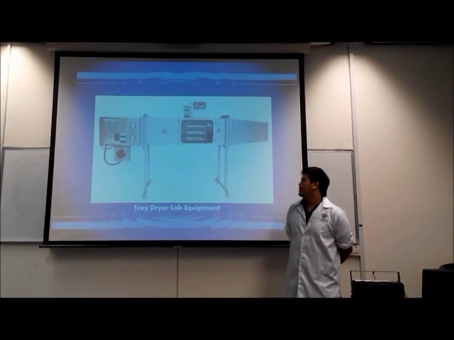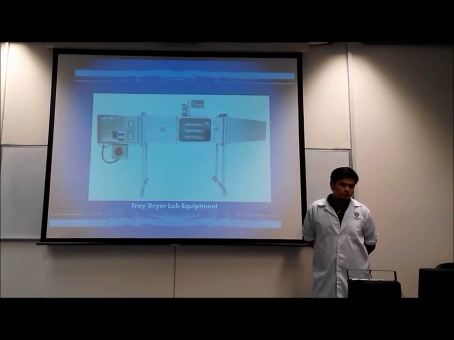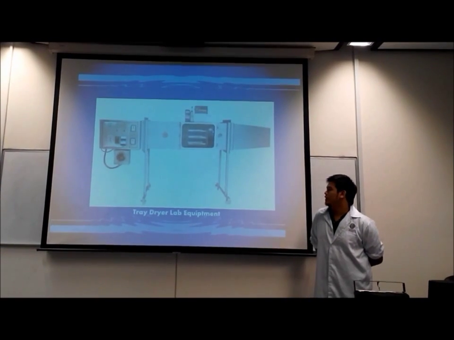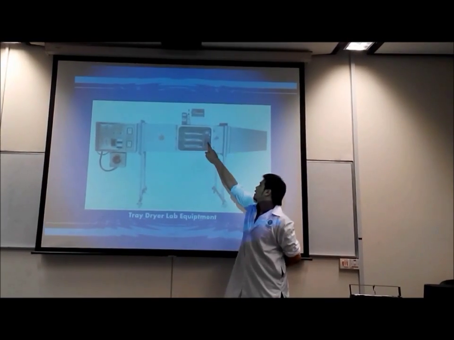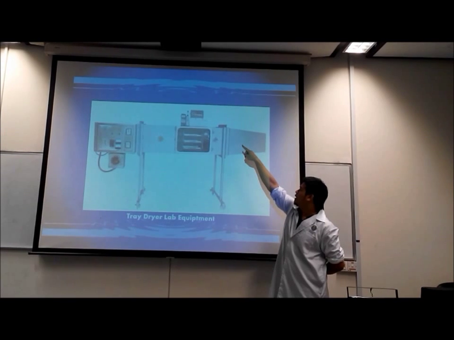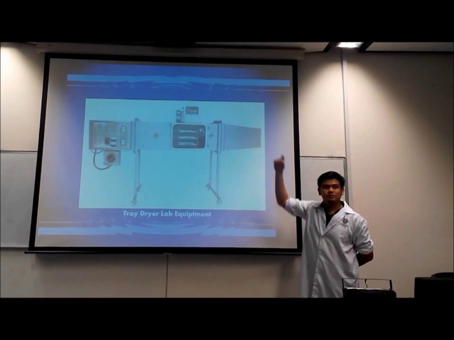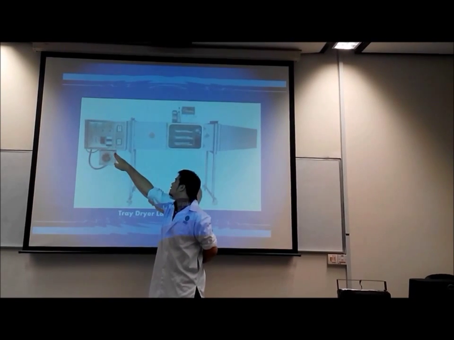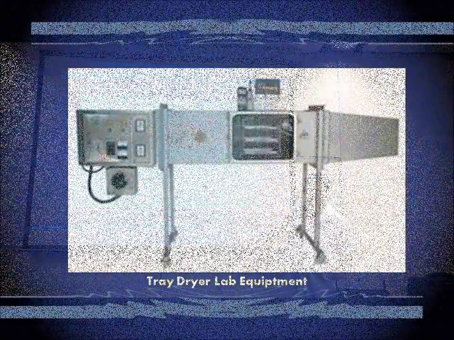For my part, I want to explain the methodology of this experiment, which is tray drying. As you can see here, this is the lab equipment that we use for the tray dryer. This is where the wet sand is placed, and on top is the balance for the wet sand. From here you can see the heater and also the fan, so the air will blow from this side to this side.